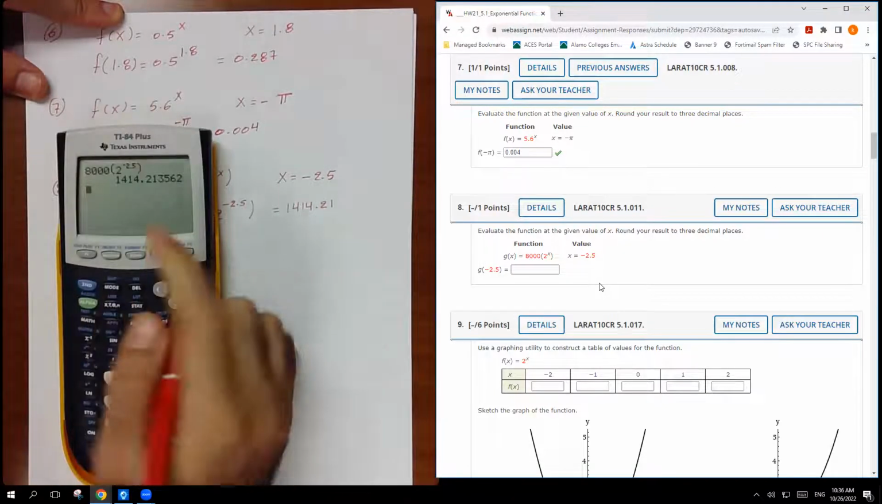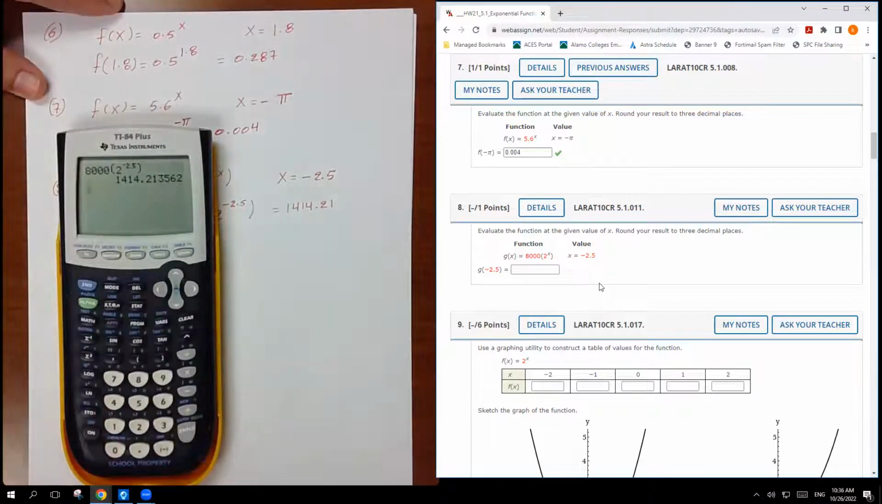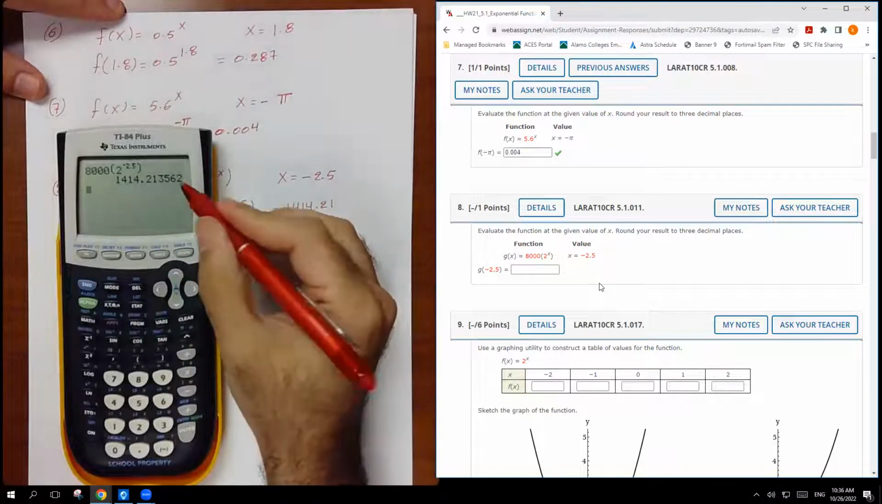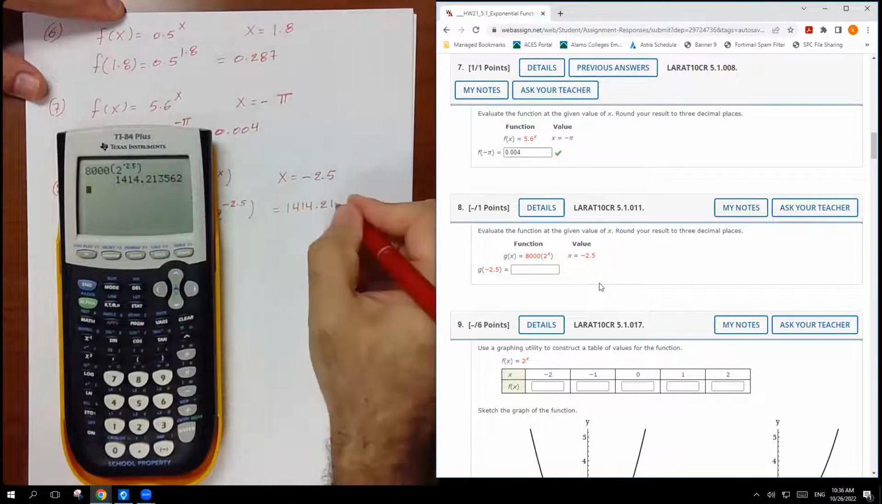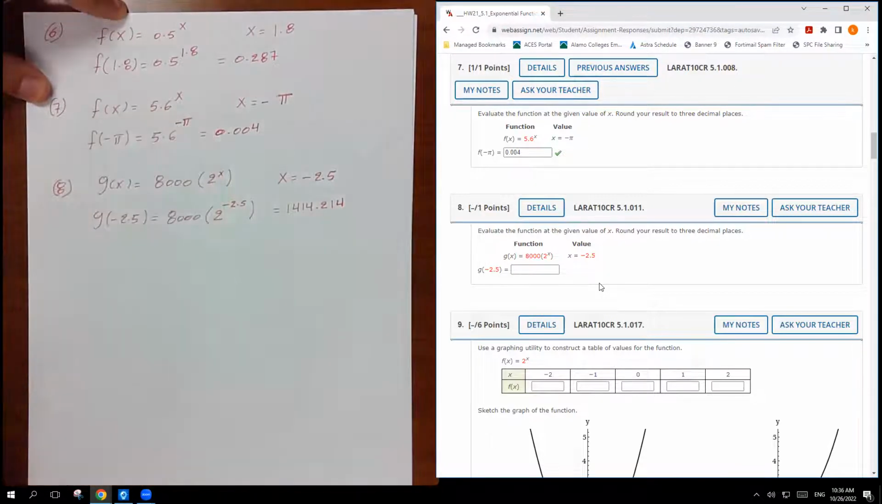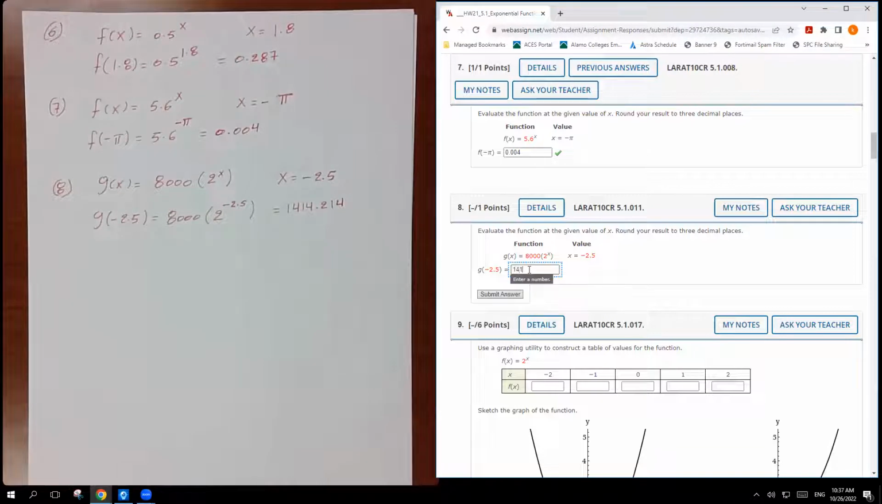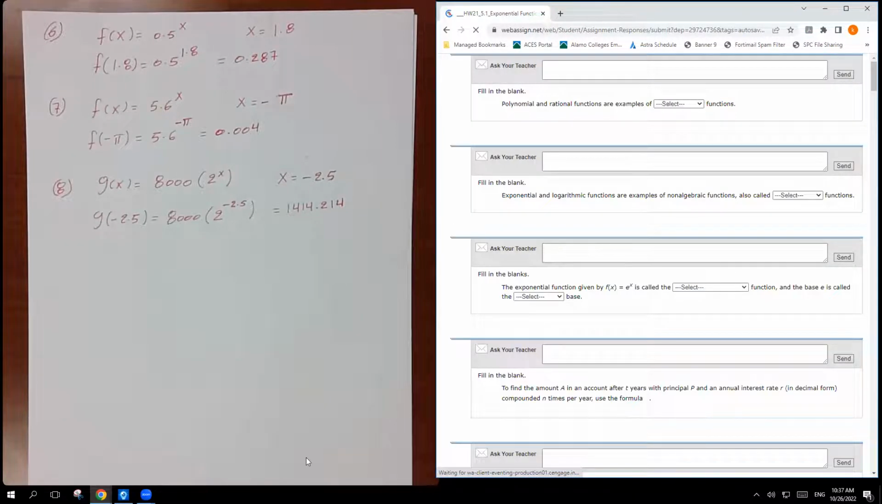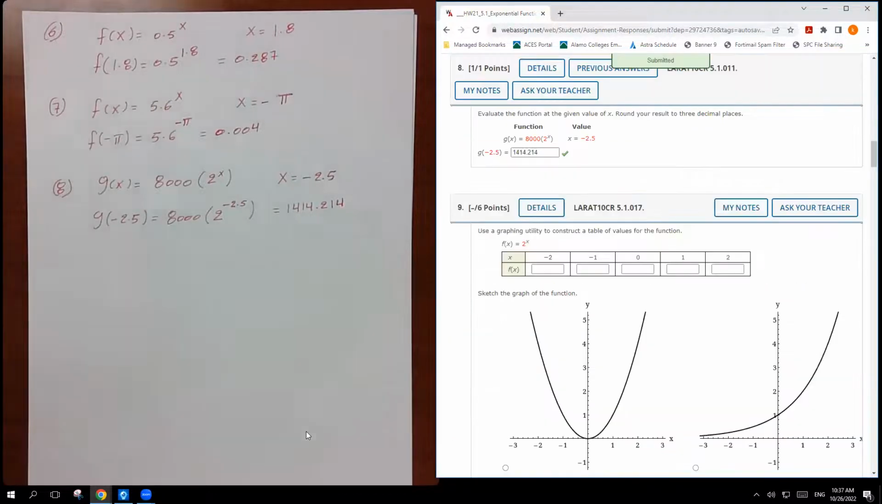If you look here, 213. They ask you to round to 3 decimal places. So it's going to be 214 because there is number 5 here. We're going to add 1 here. So 214. 1414.214. So we're going to type here 1414.214. That's it for this example.